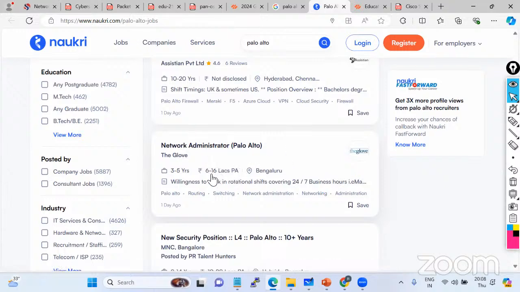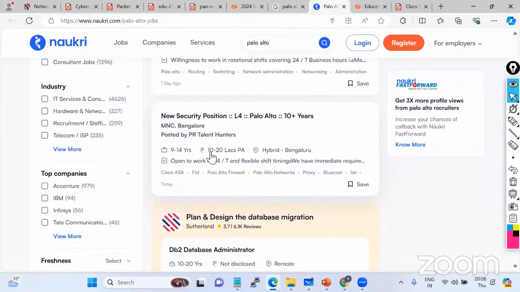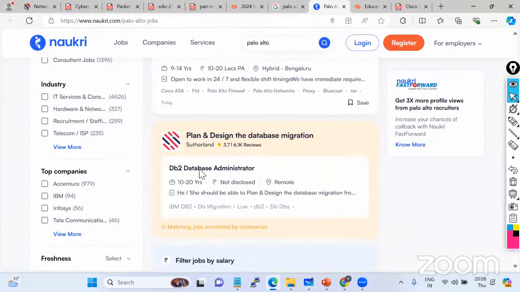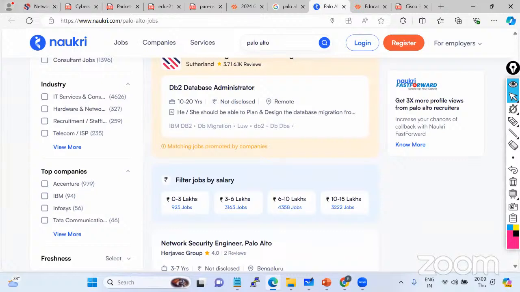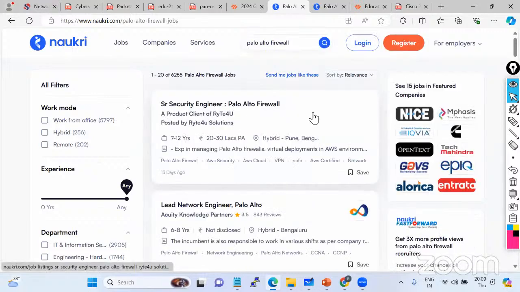So it totally depends on your current CTC and your current years of experience, and then you fall into the bracket. You can see this is a new security position for Palo Alto, 10 plus years of experience. The CTC is 10 to 20 lakhs. Again there are a lot; let me open one more thing. Probably we will find more information. Here you can also see senior security engineer, 20 to 30 lakhs.